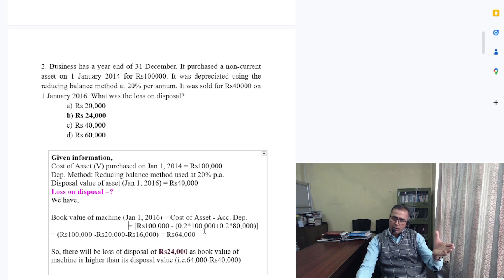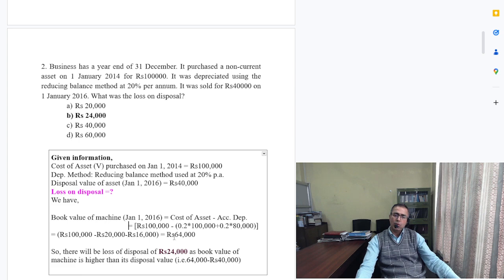Now at the end of the first year, the book value would be 80,000. So you would be charging again 20% of 80,000, right? So you would have a depreciation of 20,000 in the first year and 16,000 in the second year. The nature of the diminishing balance method, friends, is that your amount of depreciation will be reducing as you calculate the depreciation based on the book value.